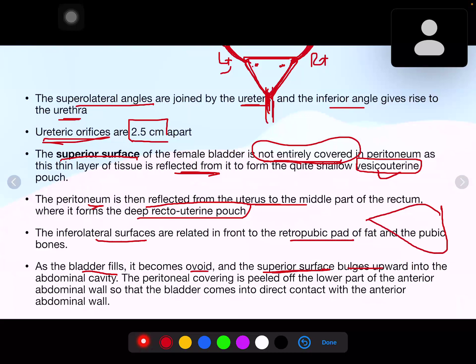So again, there are a few important ligaments related to the bladder. The pelvic fascia is a thickening condensation of fibrous tissue.